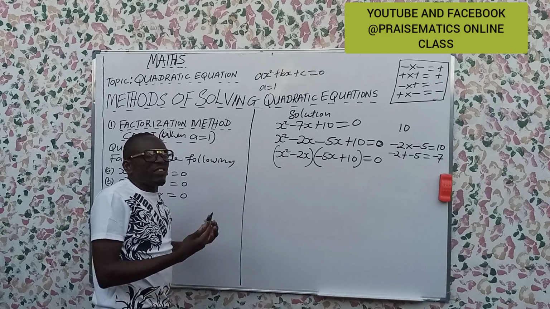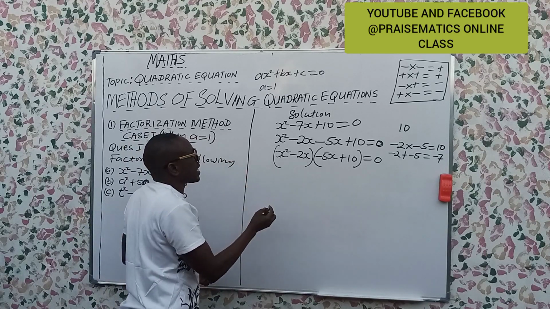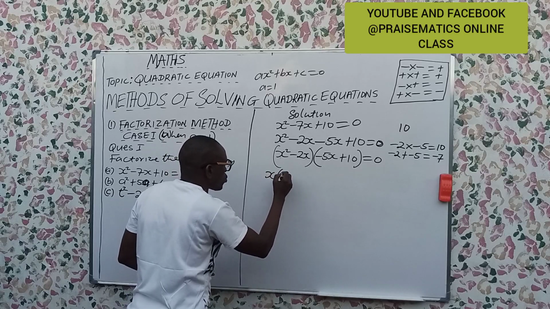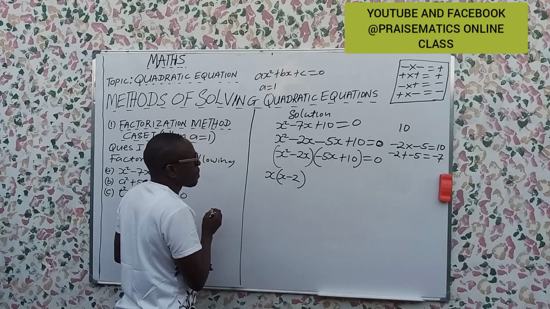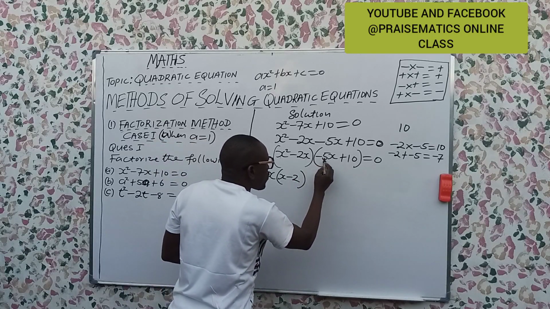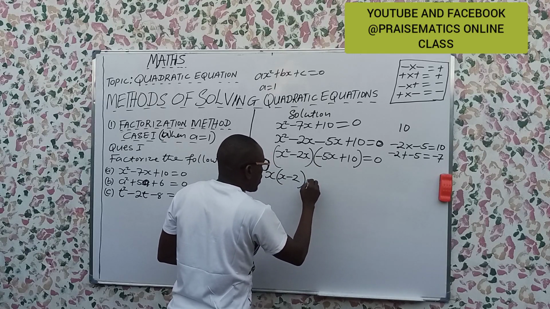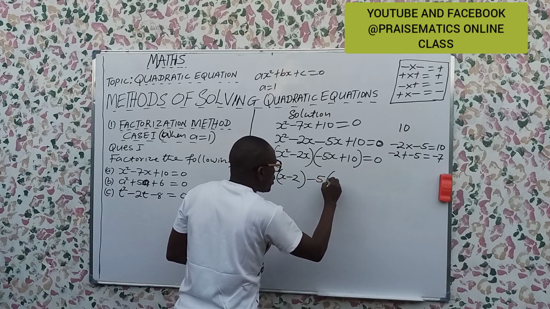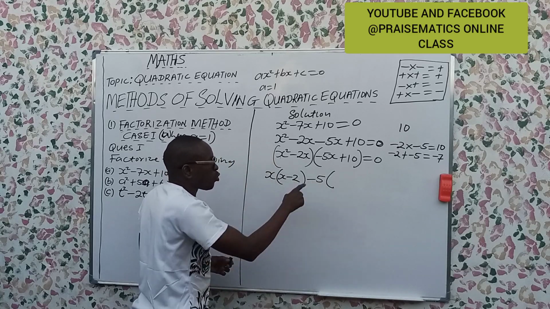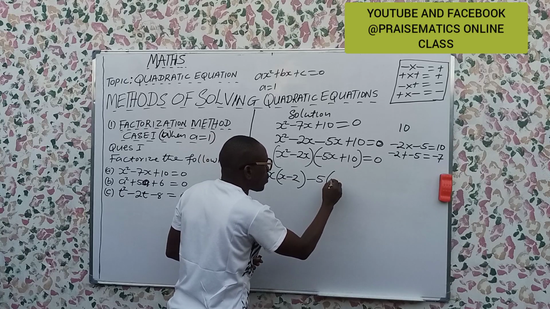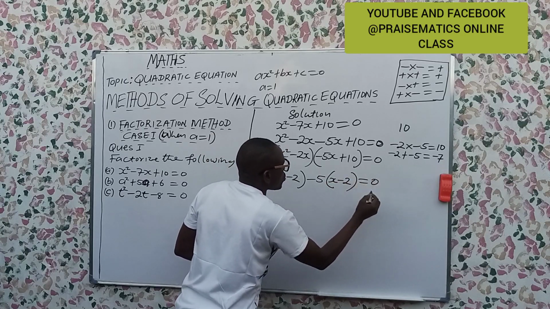Factor means what they have in common. Look here: there is x here and there is 2x here. Bring one x out. We have x into x minus 2. Close it. Now, there's minus 5 here, and 5 is also here. Bring that 5 out. We have minus 5 into whatever is in this bracket, which must be in this bracket. Or you can just say minus 5 divided by 10. We now have x minus 2, and that is still equal to 0.